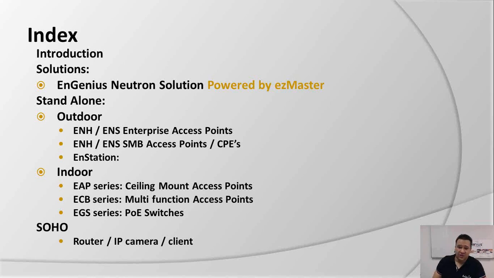If you look at this slide, you find that we have three main categories. The first one is solutions, the second one, and actually currently the biggest one, is the standalone, and third we also have Soho. In solutions we have our EnGenius Neutron solution, and I put the words powered by ezMaster in gold because this is something new, so I'm going to talk a little bit about this as well.